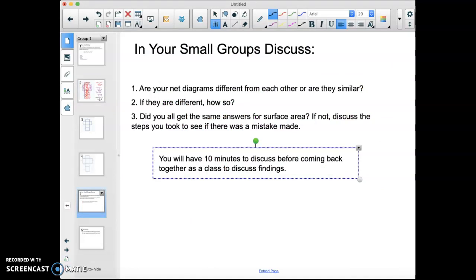They will answer the following prompts. Are your net diagrams different from each other, or are they similar? If they are different, how so? Did you all get the same answers for surface area? If not, discuss the steps you took to see if there was a mistake made. They will have another 10 minutes to discuss this before coming back together as a class to discuss their findings.